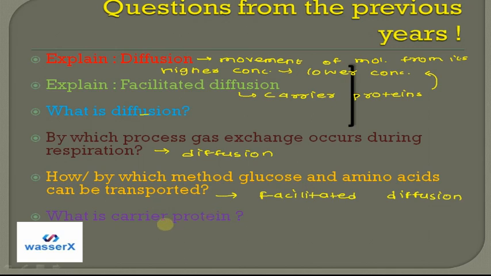And the next question is, what is a carrier protein? Carrier proteins are those proteins which carry the substances and which are used in facilitated diffusion. Okay, so I hope you are clear with this.